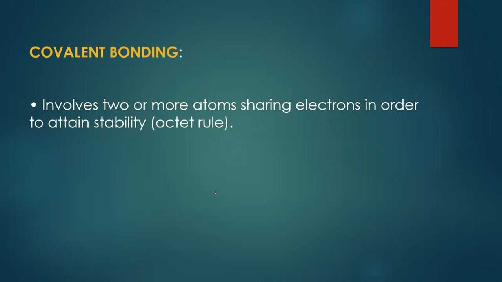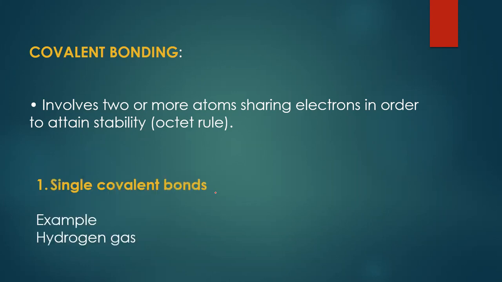Which is the octet rule, meaning the atoms that are involved in this type of bonding are not stable. Remember what I said: any atom that is stable, or that has 8 electrons in its valence shell, is said to be stable and hence is not reactive. Such atoms are not chemically reactive.